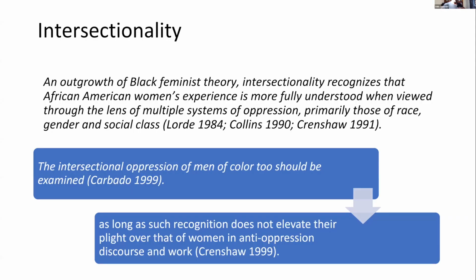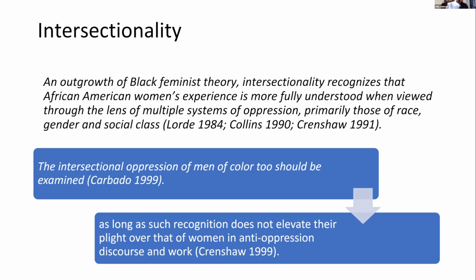Intersectionality is an outgrowth of Black feminist theory. Intersectionality recognizes that African-American women's experience is more fully understood when viewed through the lens of multiple systems of oppression, primarily those of race, gender, social class. And while a lot of people will credit Kimberly Crenshaw for intersectionality, I like to go back to Audre Lorde, who theorized difference decades ago and talked about the experiences of being raced, being gendered, and being sexualized within opportunity structures or even in opportunity structures of power and marginalization.